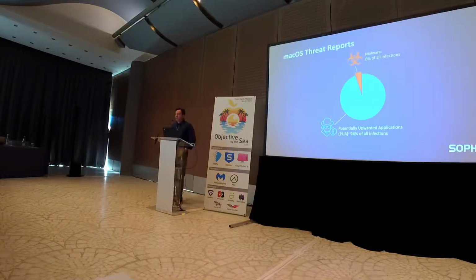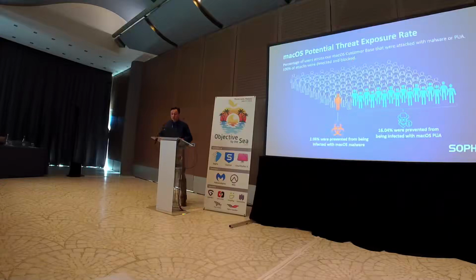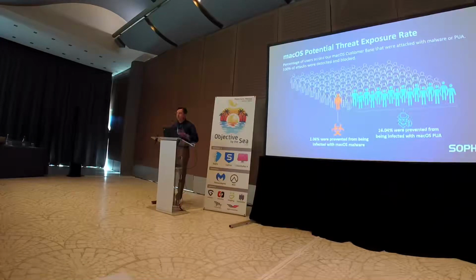Overall, considering the volume of infections and detections that come with the telemetry, the malware is relatively a small chunk of the entire scope of detections. So I would say that PUA is probably the biggest problem on macOS. If you look at our customer base, malware would probably be intercepted on 1% of that base, while potentially unwanted applications go up to 16%. So the volume of people affected by PUA on the macOS platform is substantially larger.